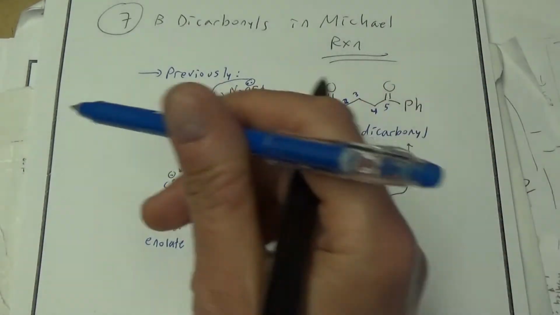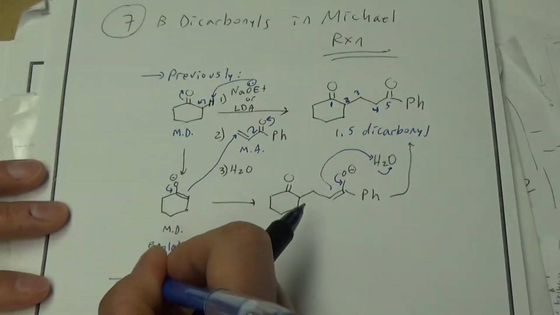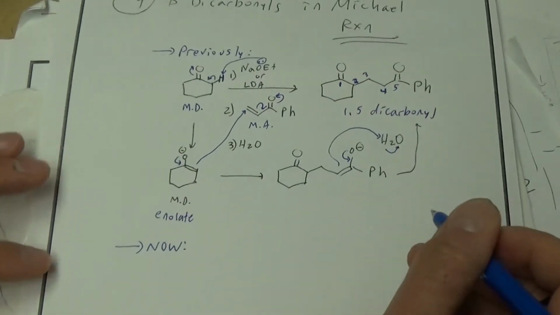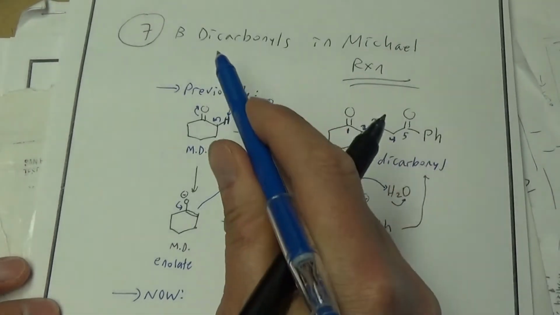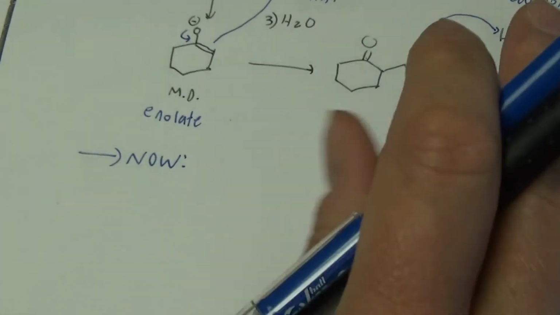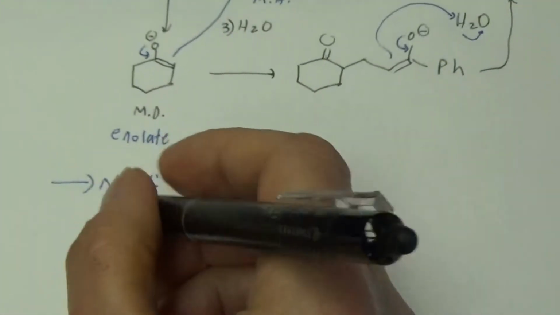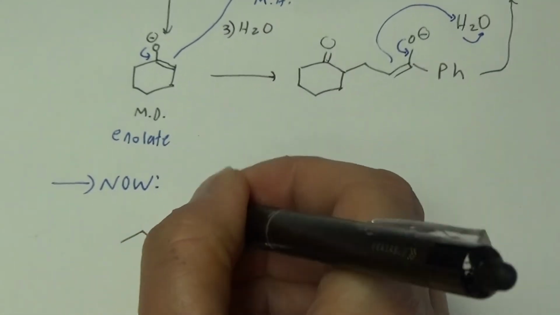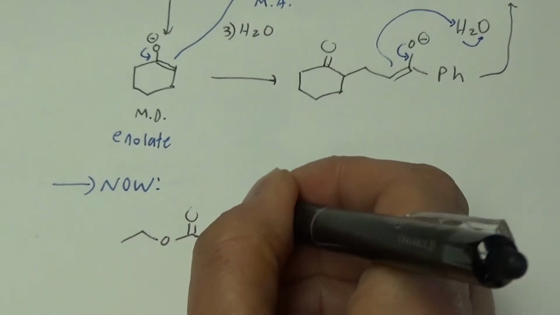The basic Michael. So now we're going to do the same exact thing, but we're going to do it with a beta dicarbonyl. So it's actually just, it's really not too exciting. Let's just use our diethyl malonate. You know, so it's a nice beta diester.